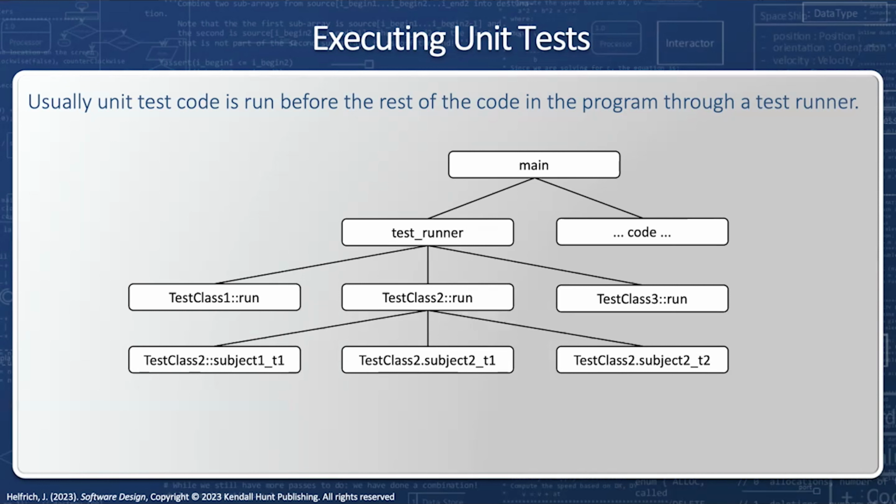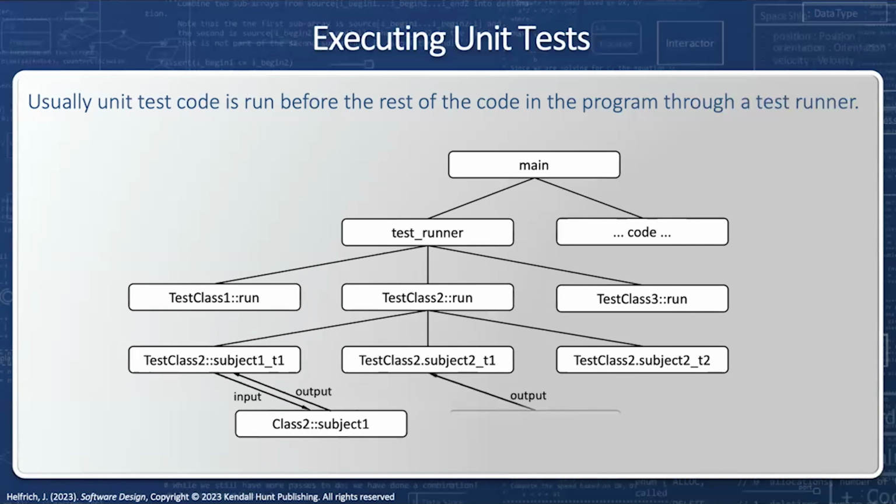Subject 1 is going to have one test case, and so subject 1 underscore T1 is going to do test case 1 for subject 1. It's going to call that function and get the results back and verify that everything works as expected through asserts. Now we're going to do the same thing with subject 2, except subject 2 is going to have 2 test cases. It's going to have test case 1 as well as test case 2.